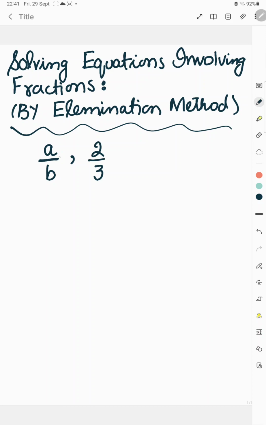In fraction numbers, division is always involved, and the part which lies under the division is called the denominator, and the part which lies on the division is called the numerator.